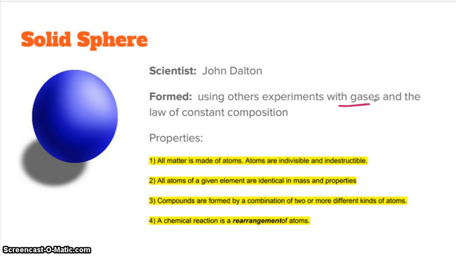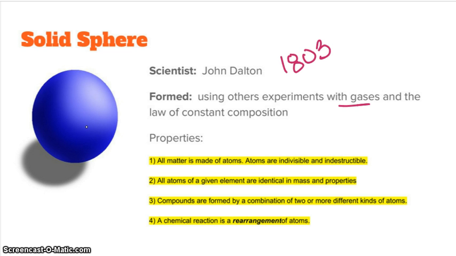This was actually the first model that used any sort of scientific backing. And this was around 1803, so over 200 years ago that he created this. His model is called the solid sphere because that's exactly what it was. Think like a billiard ball or a marble. There was nothing inside of the atom. It was just one solid sphere.